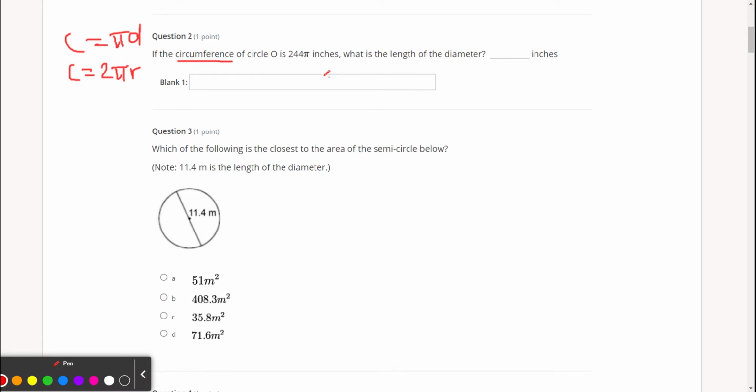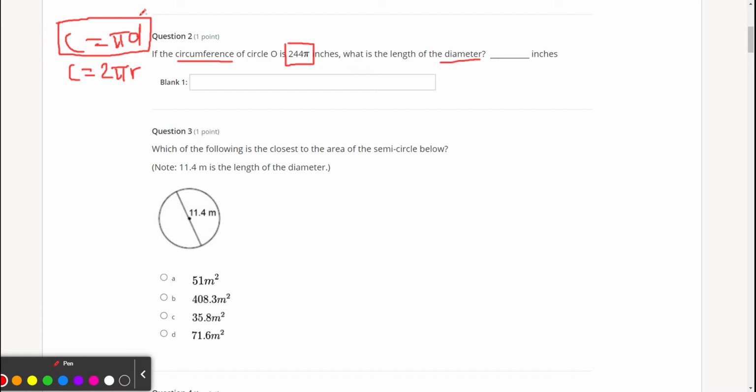Well, let's talk about question 2. This is the easiest complicated question you're ever going to see. I'm going to say that again. Number 2 is the easiest complicated question you are ever going to see. It tells you that circumference is 244 pi, right? And you want diameter. So which equation do I need to use? We need to do this one, right? You need to substitute it in.